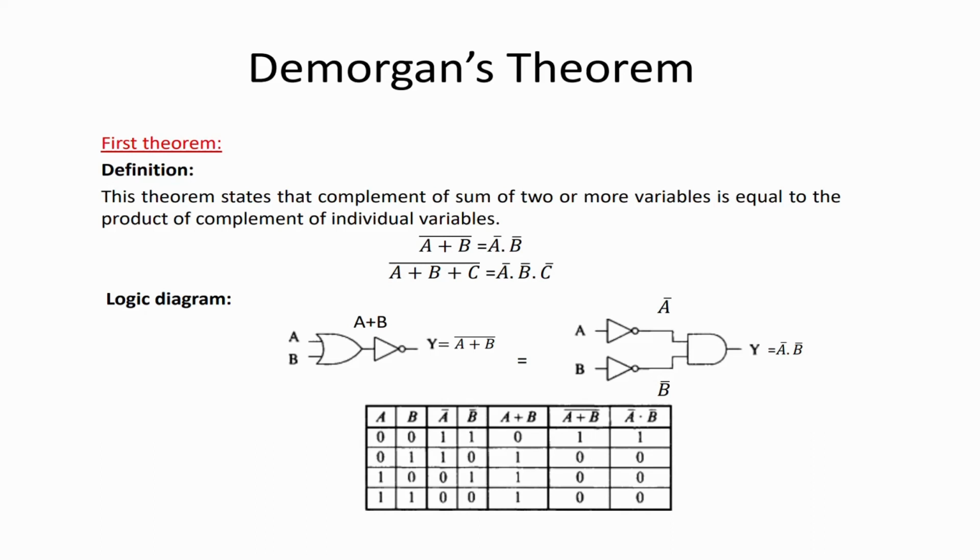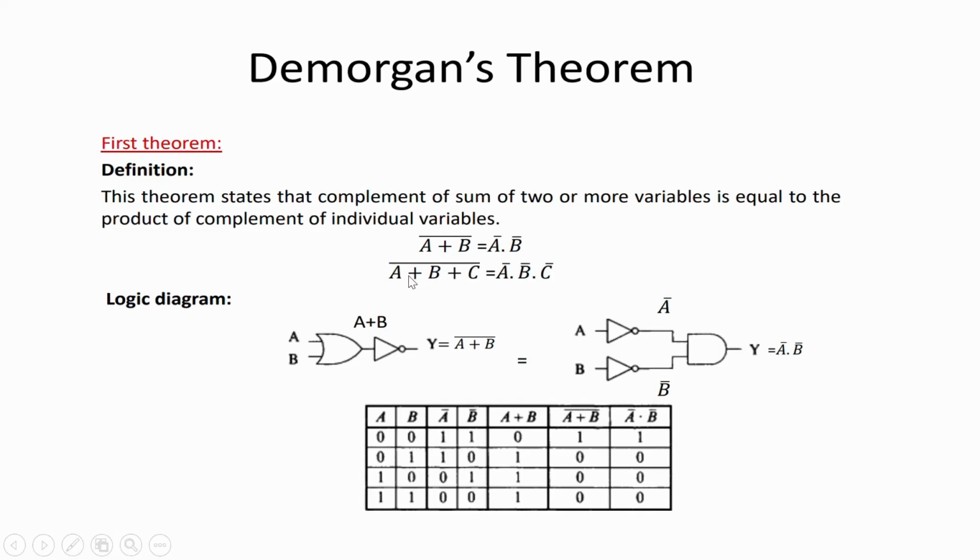So if we consider there are two variables A and B, then we can write that as A plus B the whole bar. If it is A plus B the whole bar, then we can replace the plus by dot. So A plus B the whole bar is equal to A bar into B bar. So the complement of the sum of two variables is equal to the product of complements of the individual variables.